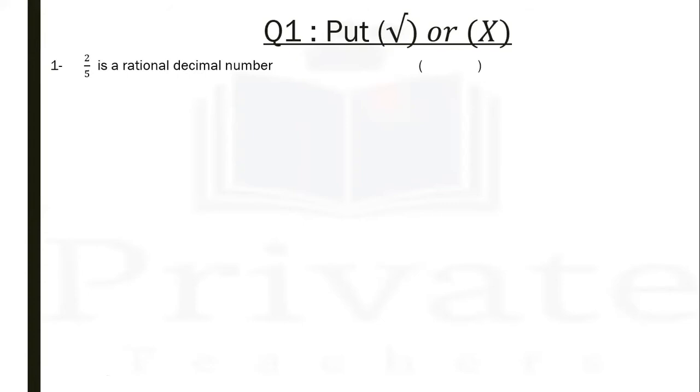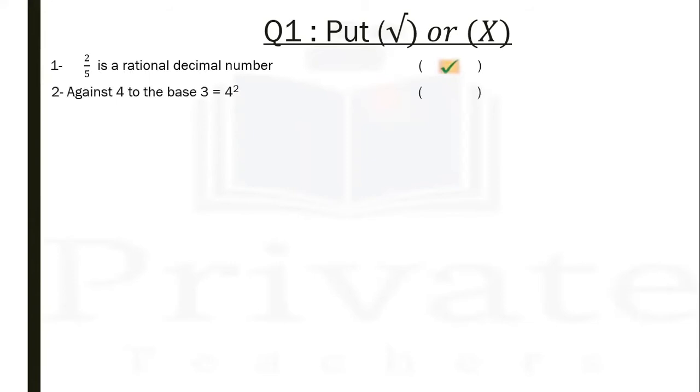To differentiate between the rational decimal number and rational repeating number, we look at the denominator of the fraction. If the denominator is 2 or one of the powers of 2, like 4, 8, 16, and so on, or 5 and the powers of 5, 25, 125, and so on, or 10, 100, 1000, and so on, in this case we call it a rational decimal number. So the first one is true.